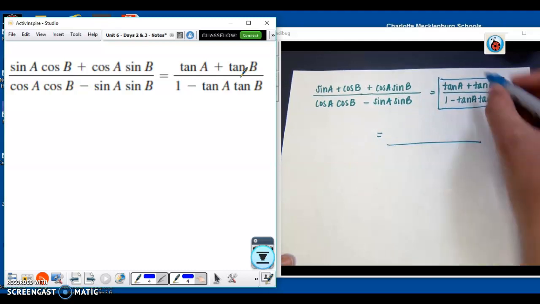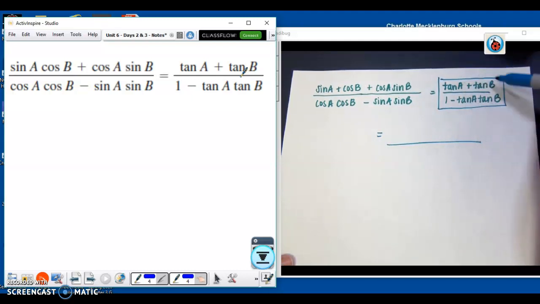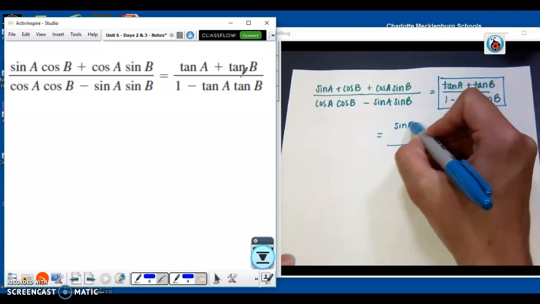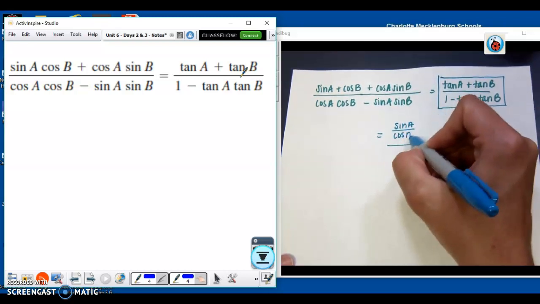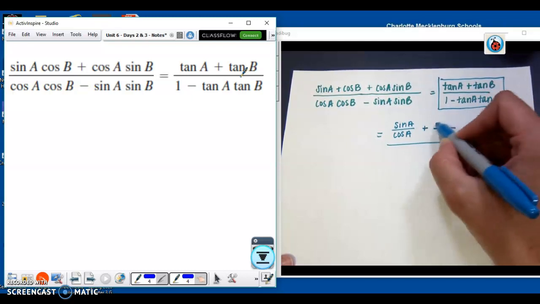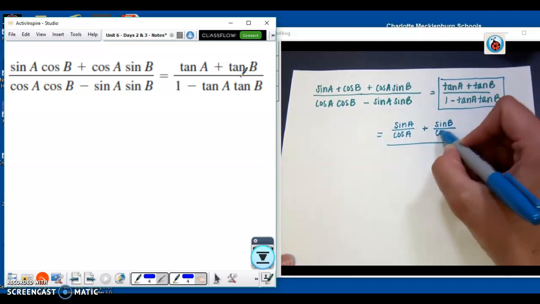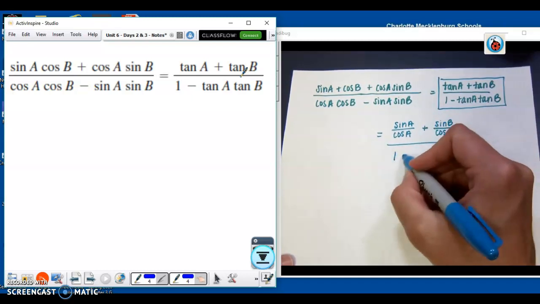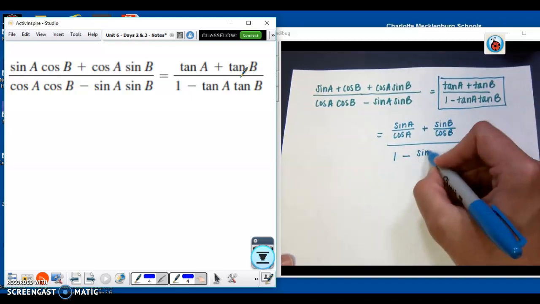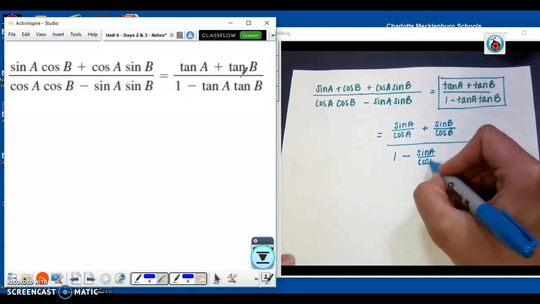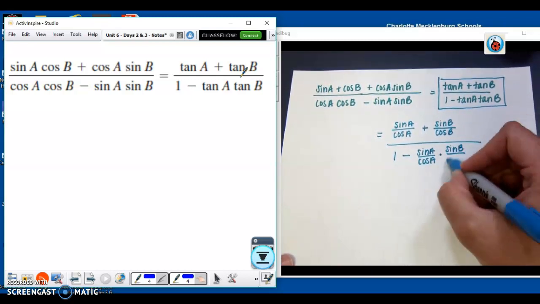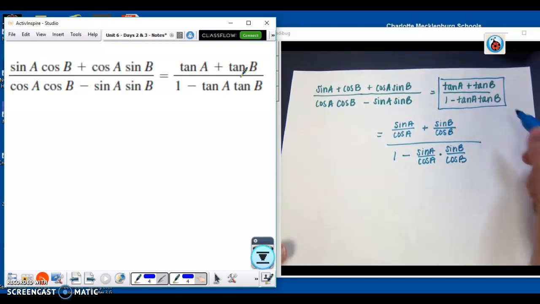So tangent we know, and now be careful because there's an A and a B here. So tangent A would be sine A over cosine A. And tangent B would be sine B over cosine B. Then in the denominator, if we rewrite it, 1 minus tangent A would be sine A over cosine A, and tangent B would be sine B over cosine B.